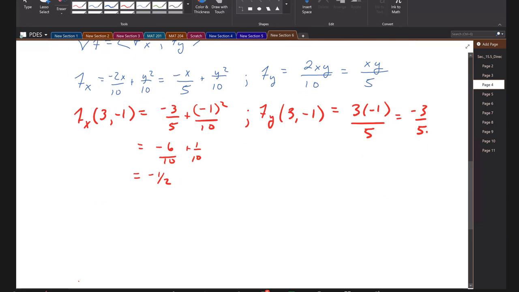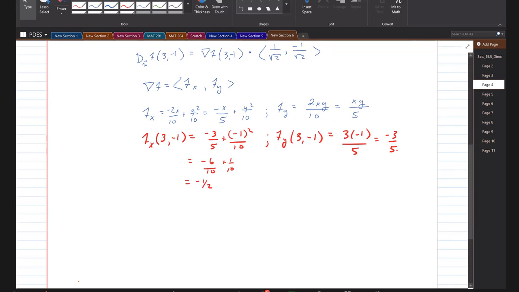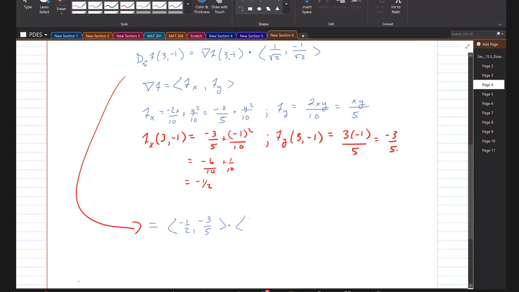Okay? So, we're now in a position to say what this gradient is up here. So this is equal to, we just found that the gradient is the vector negative 1/2, comma, negative 3/5, dotted with 1 over the square root of 2, comma, minus 1 over the square root of 2.